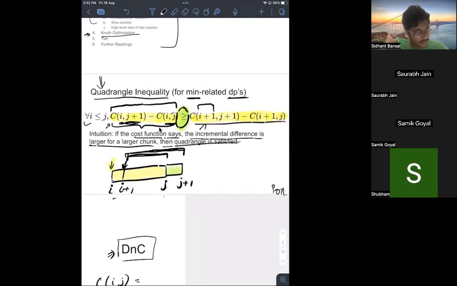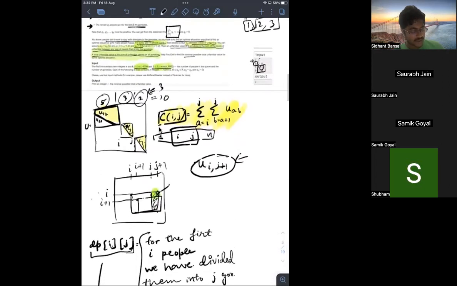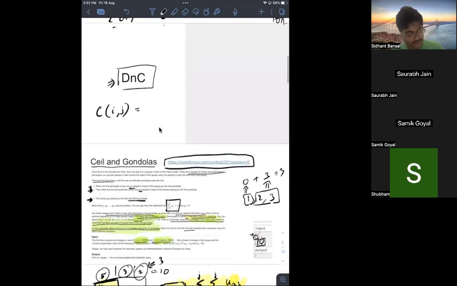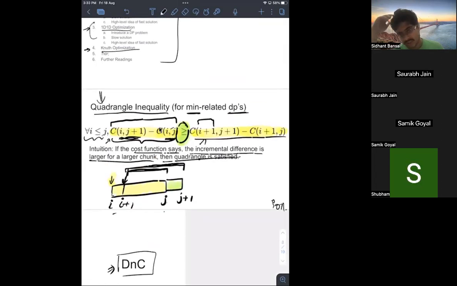And this has to hold for all i, j, like i less than or equal to j. Also, another thing to note here is that this quadrangle inequality is only for min DPs. When I say min DPs, I mean DPs where you are trying to minimize the objective function. In this question, we are trying to minimize the total cost in the Gondola question. If you have a question where you're actually trying to maximize something, then you'll just treat this inequality in reverse and try to prove the reverse thing.